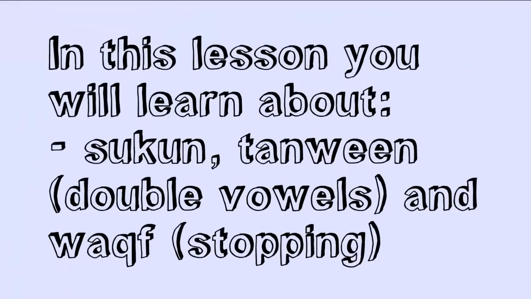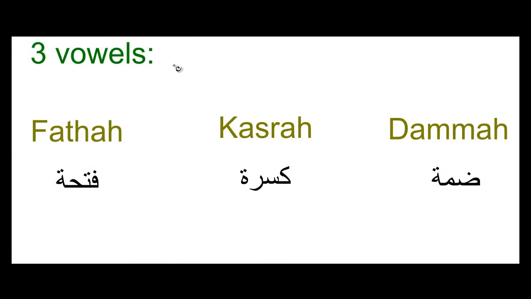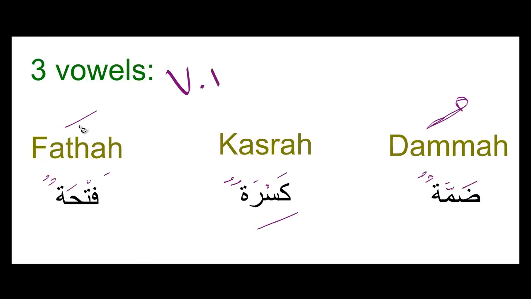In this lesson you will learn about the Sukoon, Tanween, or what's known as double vowels, and finally Waqf, which is stopping. Okay, so here we have the three types of vowels in Arabic, which if you want to know more about them, see video 1. We have Fatha, we have Kasra, and we have Dhamma. So Fatha is a vowel on top, Kasra is underneath, and Dhamma is a little 9 over the letter. Now, what happens if there is no vowel?